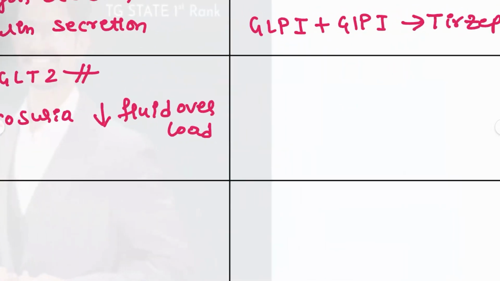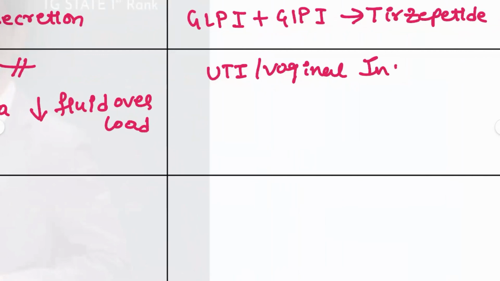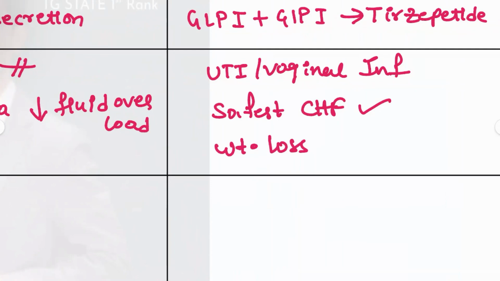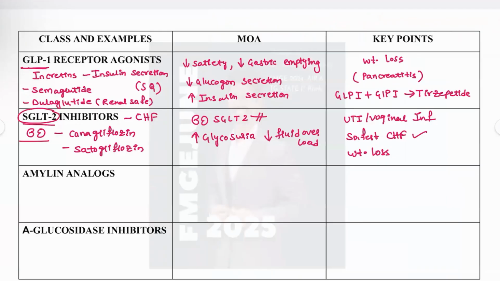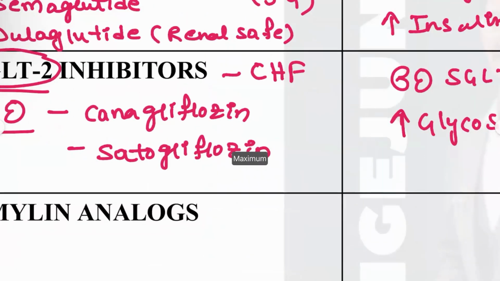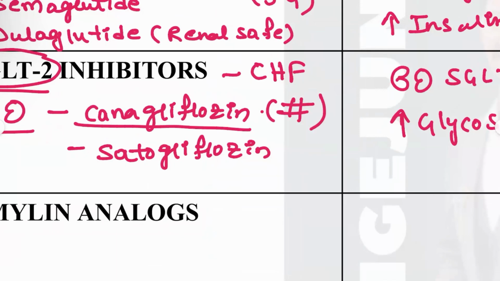And what are the things that you have to take note of? This will commonly cause UTI and vaginal infections in older patients. It is a completely safe drug for your congestive heart failure patients, and this can also cause weight loss in obesity patients. But there is a study that showed canagliflozin is associated with fractures of the body.